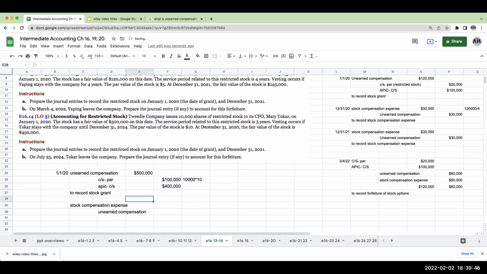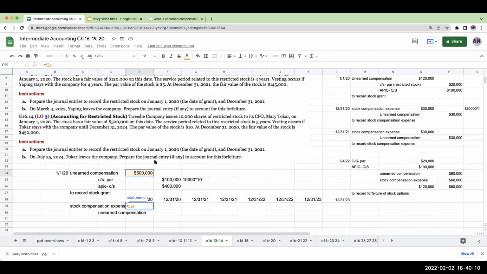On 12/31/20, and every single year thereafter, we're going to be making the same journal entry. This is going to be 500 grand divided by 5, because the service period is 5 years. So every single year, I'm going to be making the same journal entry.